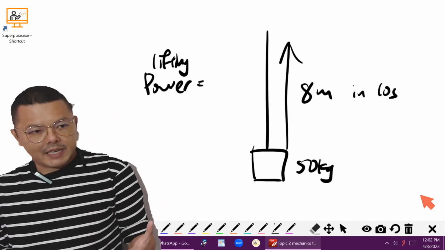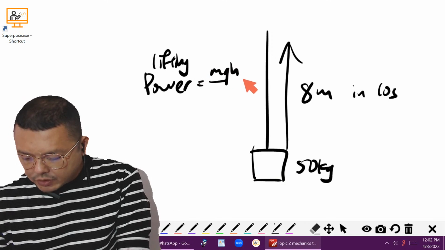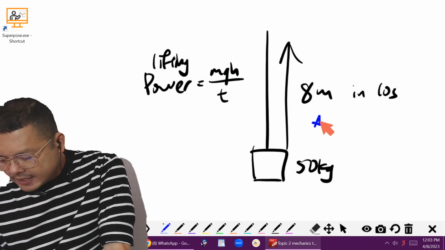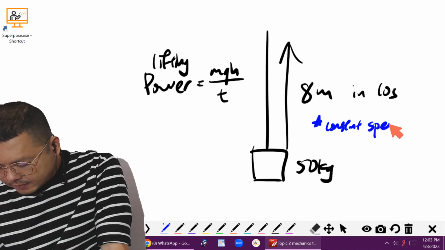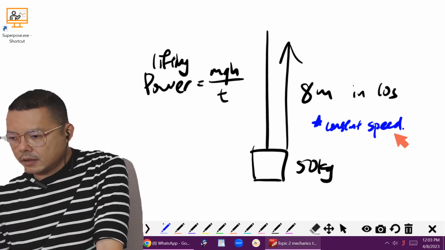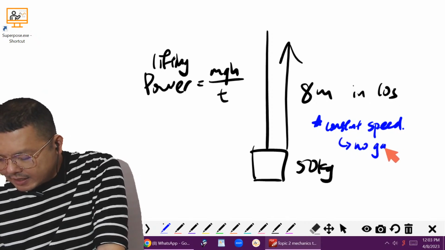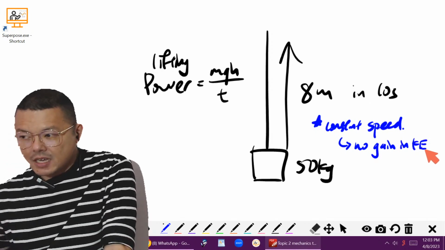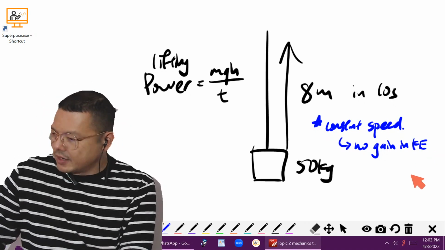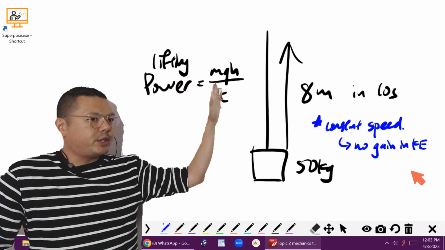Right? So power is energy over time. So when you lift this object up, you have to consider mgh over t. The key thing that you must take note of is that it must be constant speed. Why must it be constant speed? Correct. Constant speed means no gain in KE. Is there KE? There is KE. But if it's constant speed, is there a gain in KE? No gain in KE. So the work done to lift this object doesn't include the KE portion. It's only just mgh over t.